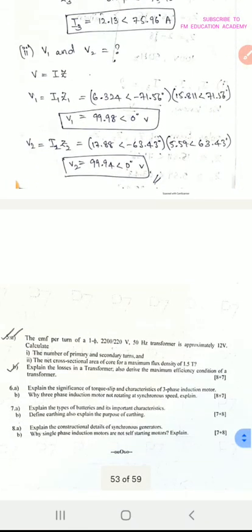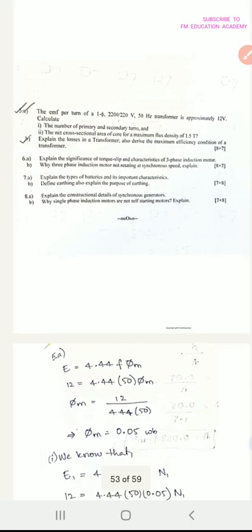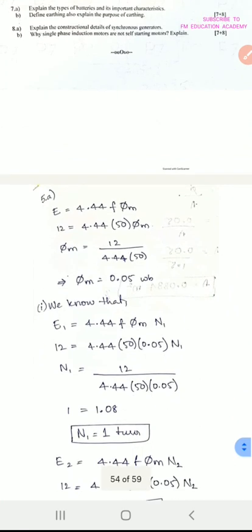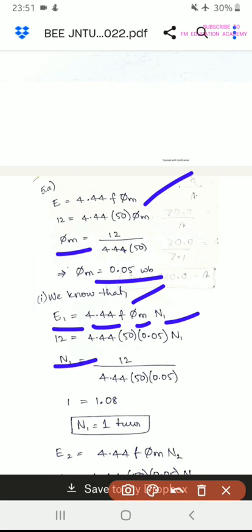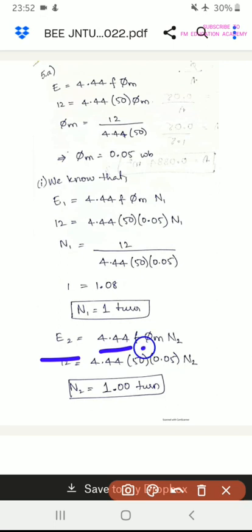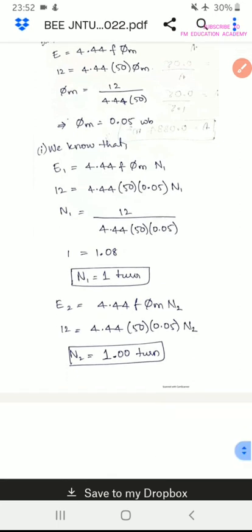What is the 5A question? EMF per turn of a single phase transformer. This is given, just see the question and see the answer. This is the EMF equation of transformer: E is equal to 4.44 f phi m. We are finding phi m, and with the help of the formula E1 is equal to 4.44 f phi m into N1, we are finding N1. Similarly, we are finding E2 with the formula E2 is equal to 4.44 f phi m into N2. N1 and N2 will be different for primary and secondary. That is how you get N1 and N2 with the help of the EMF equation of transformer.